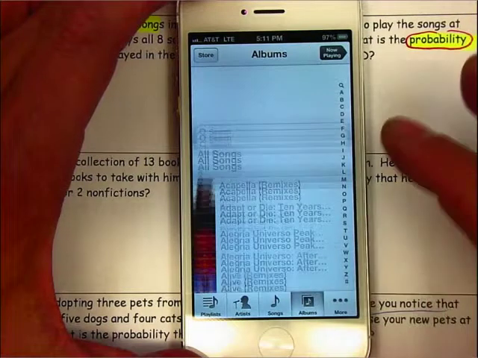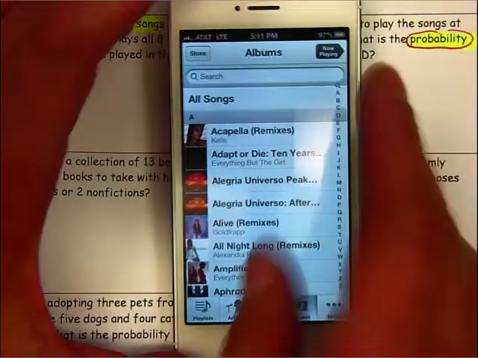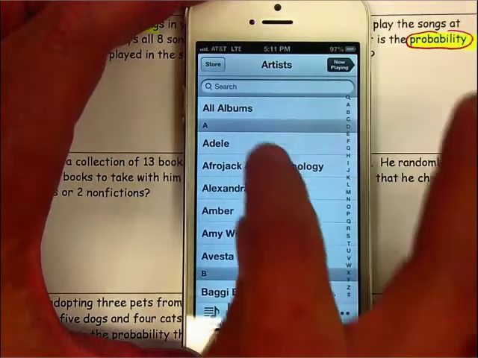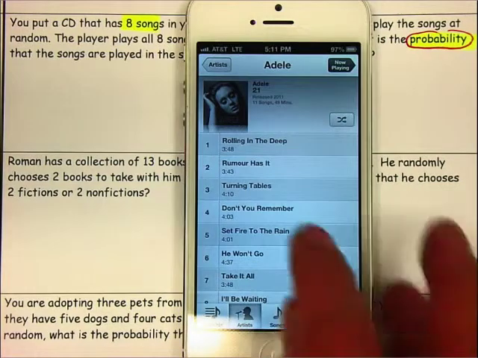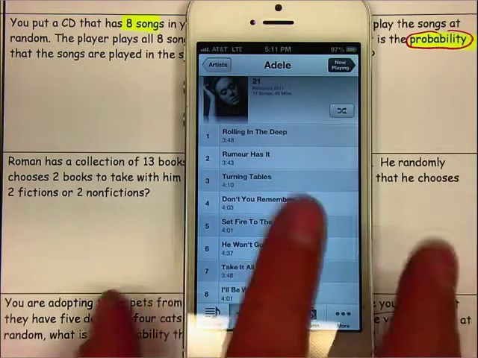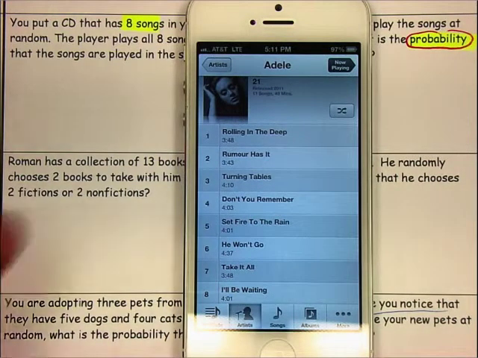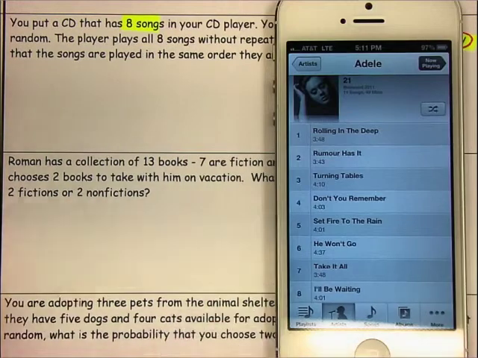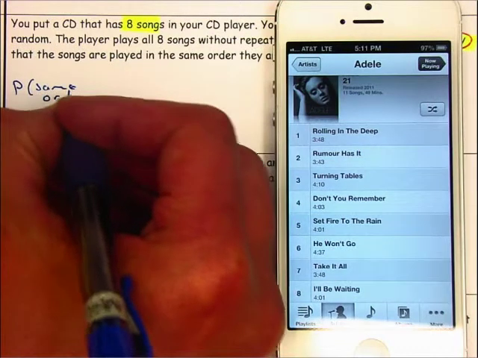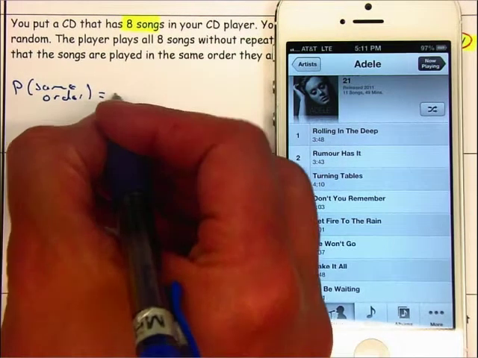Let's see. So let's say that we are going to select, let's go through the first one, Adele. And let's assume that we have only 8 songs. If we place them in order, this is how they're listed on the album. What's the probability that if I place them on shuffle, they all get played in the same order? So probability of the same order. Remember, we're going to end up with a fraction.